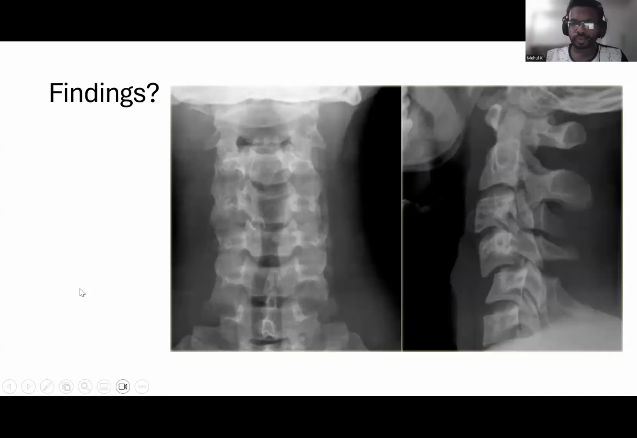So if you have shown an X-ray here, can somebody type out what you think is abnormal here? You can type it out in the chat box, please. What do you think is abnormal in this C-spine X-ray?